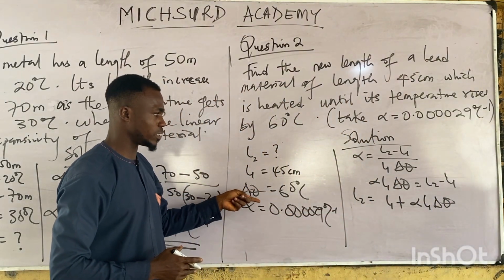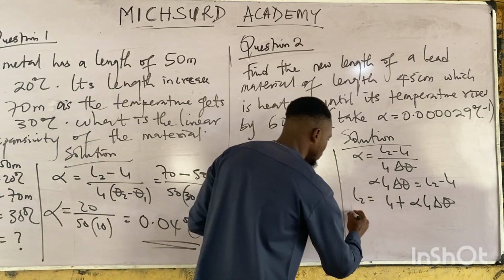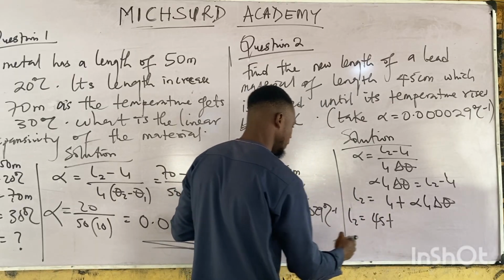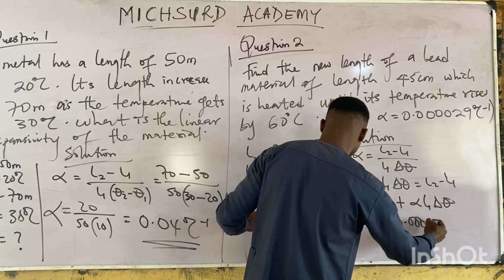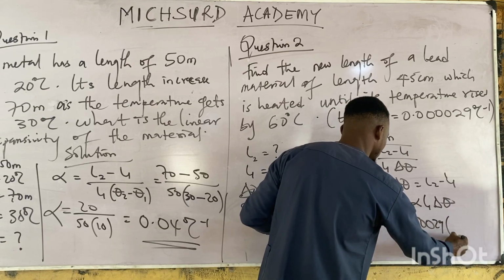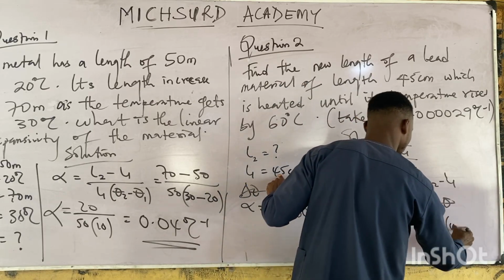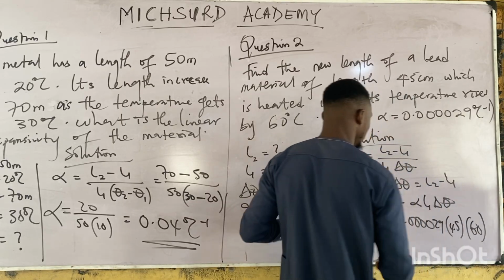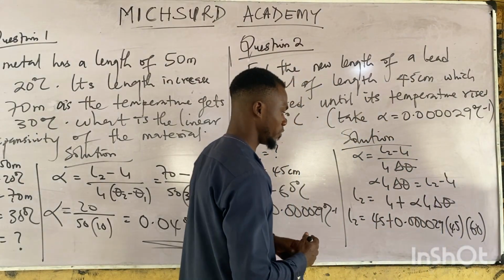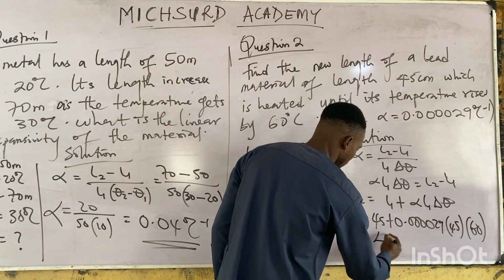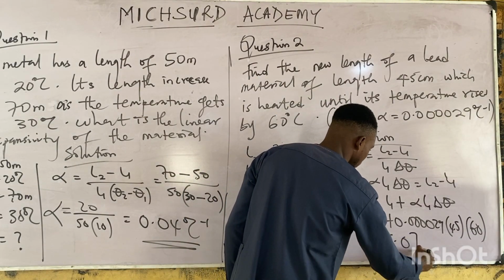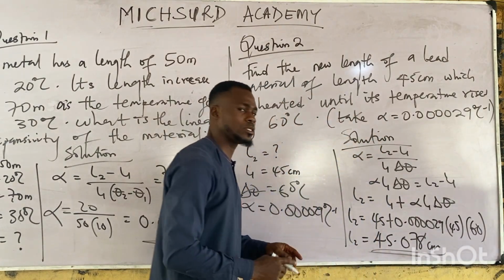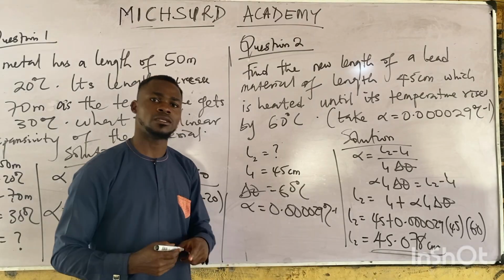So this is what we just need to solve. We have the values already, so we substitute. We'll be having L1 as 45 plus the linear expansivity 0.000029, then L1 is 45, and the temperature change is 60 degrees. If you multiply and solve in your calculator, this will give us about 45.078 centimeters. So this becomes the new length. So this is how we solve questions on linear expansivity.